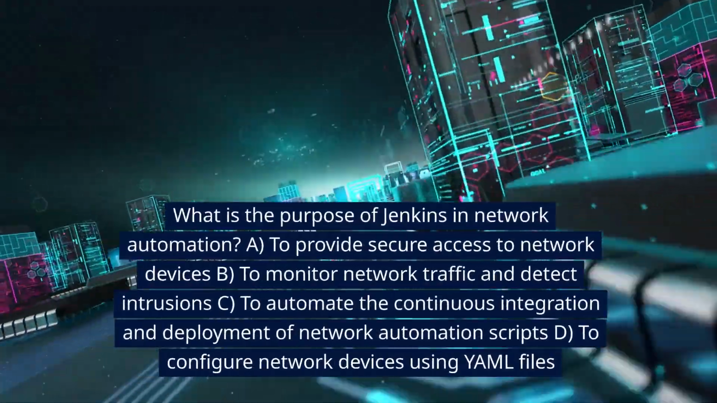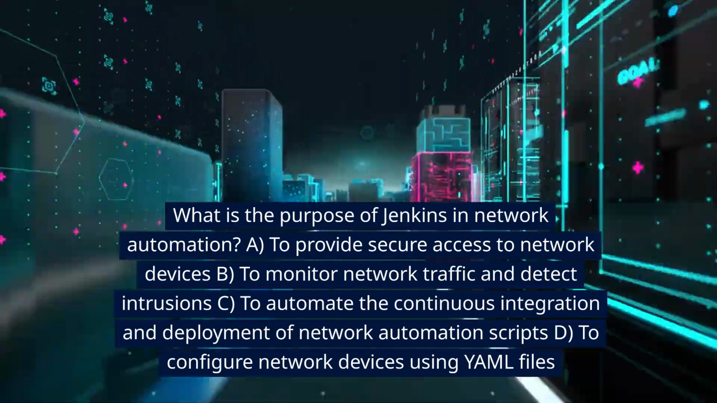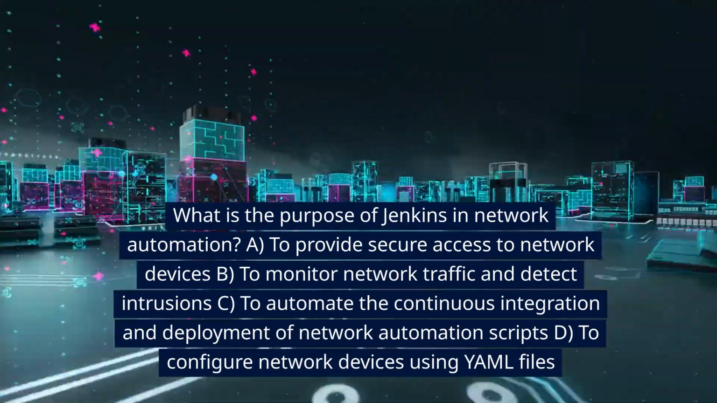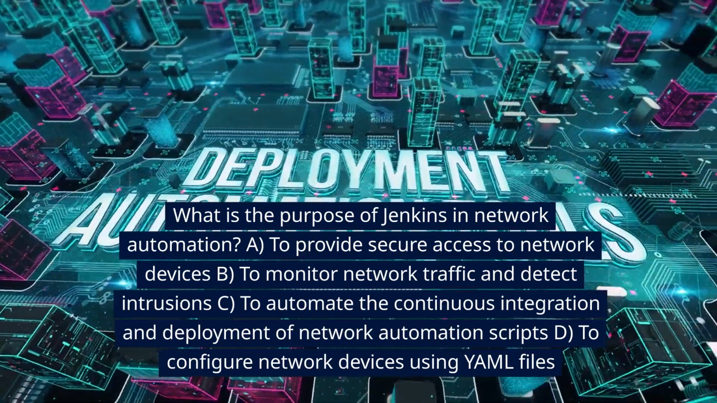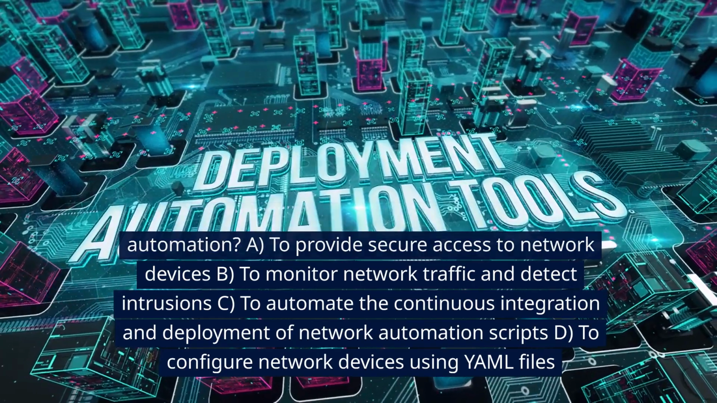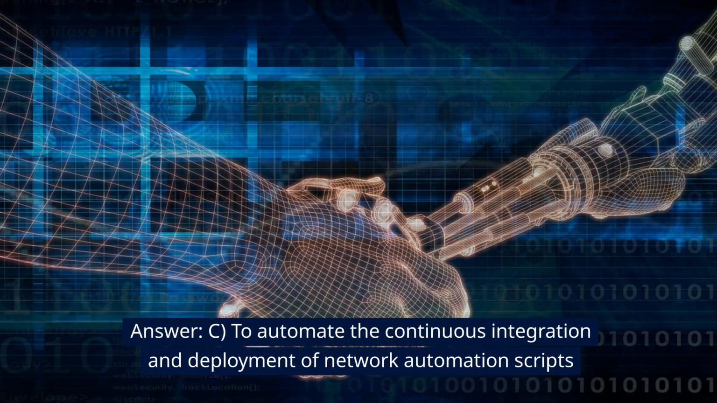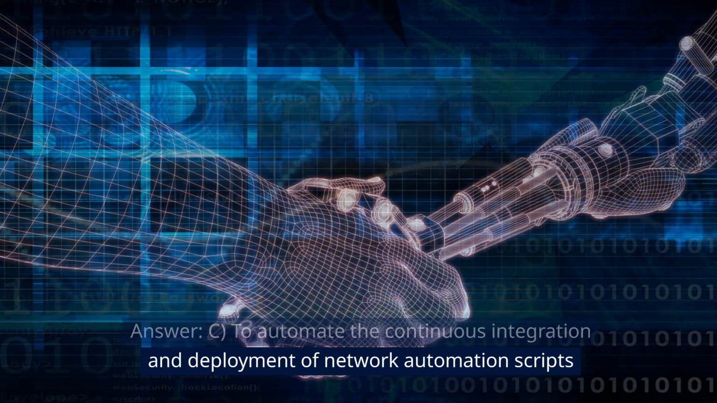What is the purpose of Jenkins in network automation? A. To provide secure access to network devices. B. To monitor network traffic and detect intrusions. C. To automate the continuous integration and deployment of network automation scripts. D. To configure network devices using YAML files. Answer: C. To automate the continuous integration and deployment of network automation scripts.